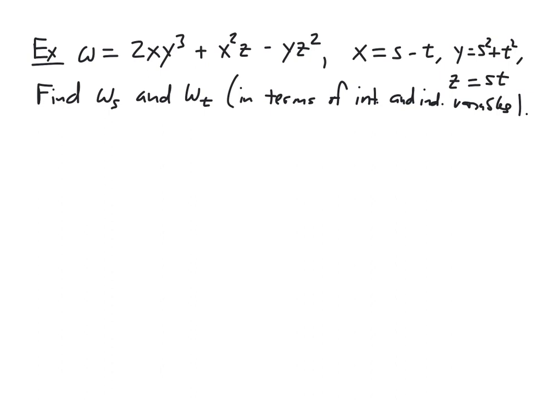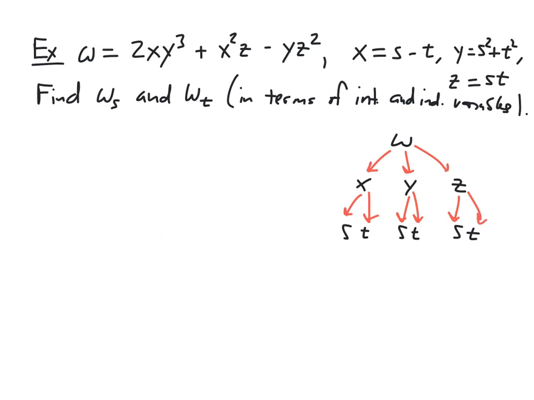So our dependent variable in our case is w, so we'll start that at the top of the tree. We have three intermediate variables, x, y, and z. And each of those are in terms of two independent variables, s and t. So like we did before, I'm going to write those variables under each of our intermediate variables. I draw all the arrows from the variables in one level to all the variables below it.